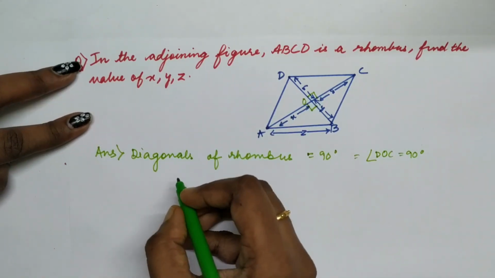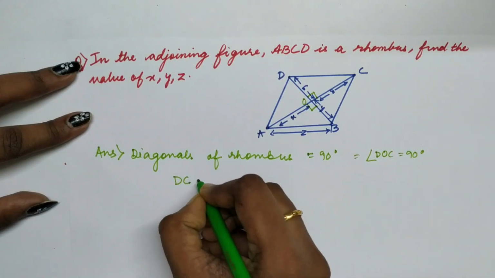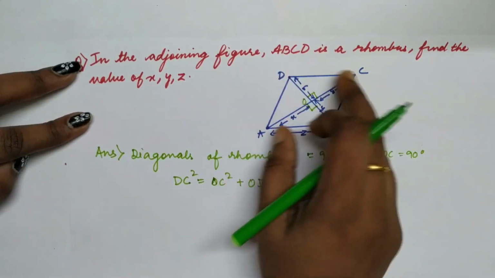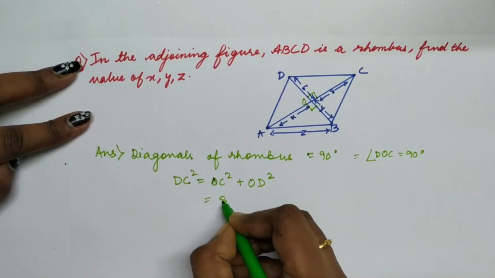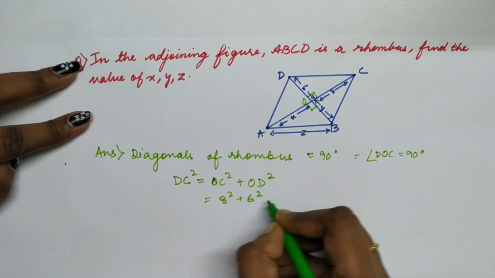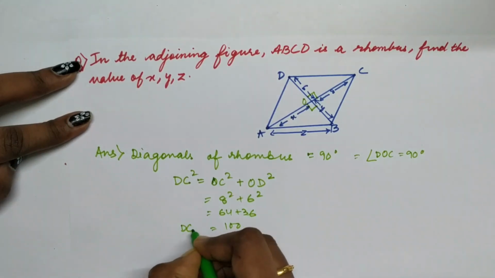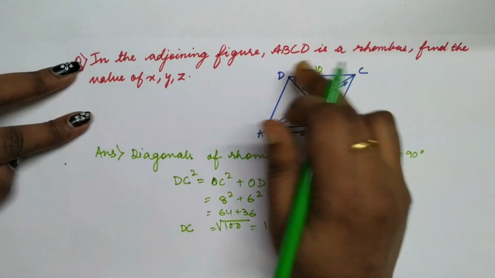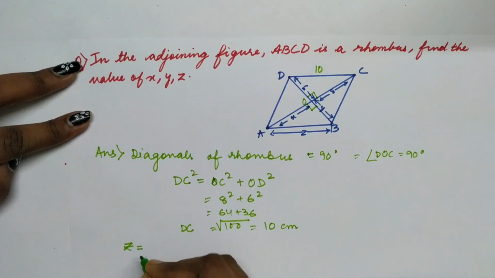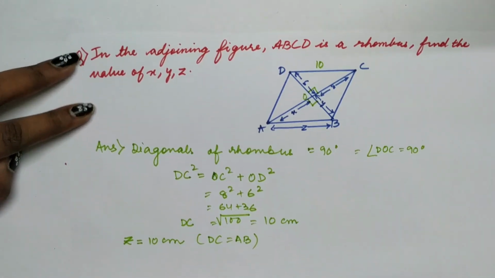Using the Pythagoras theorem, I can easily get the value of DC. DC square will be OC square plus OD square, which is equal to OC is 8 square plus OD is 6 square, that is 64 plus 36 equal to 100. So to get DC, we take the root and we get DC as 10 centimeter. If DC is 10, obviously the side Z is equal to 10 centimeter, as DC is equal to AB, as it is a rhombus.